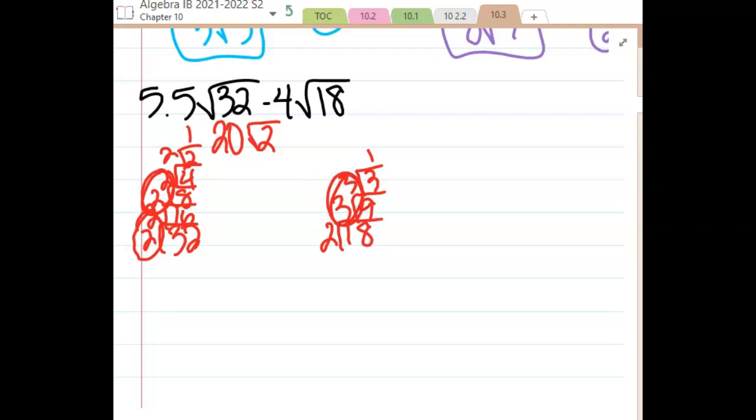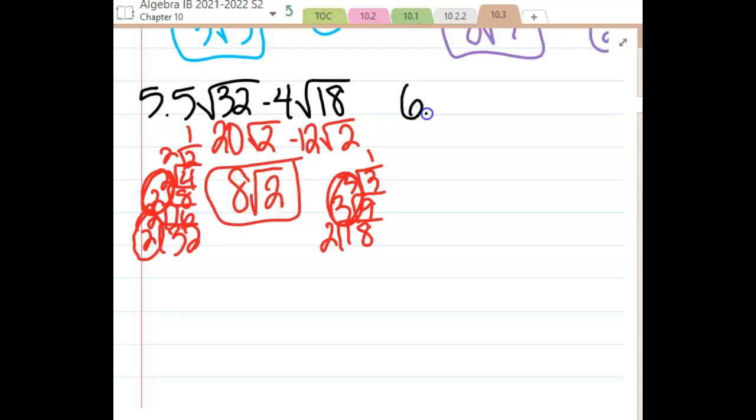What else do we have on the outside? Negative 4. Negative 4 times 3 is negative 12 square roots of 2. Notice now they are both square roots of 2. So 20 minus 12 would be 8 square roots of 2.